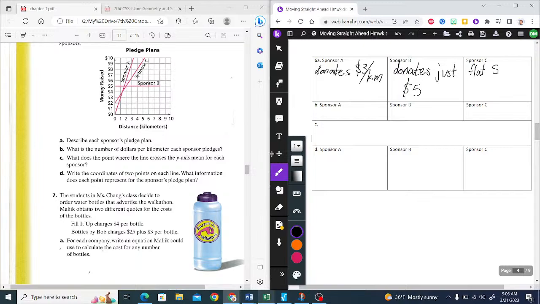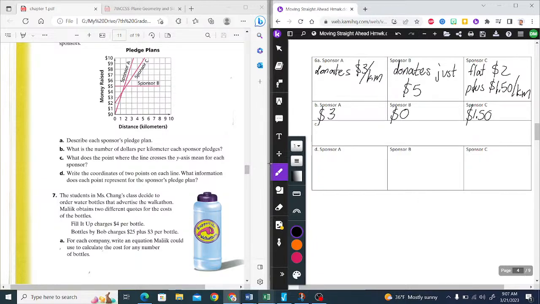Sponsor C, flat $2 donation plus, this goes up 1, 2, 3 over 2. So it's increasing $1.50 per kilometer. So what's the number of dollars per kilometer each sponsor pledges? So we have $3 per kilometer here, we have $0 per kilometer here, and we have $1.50 per kilometer here.